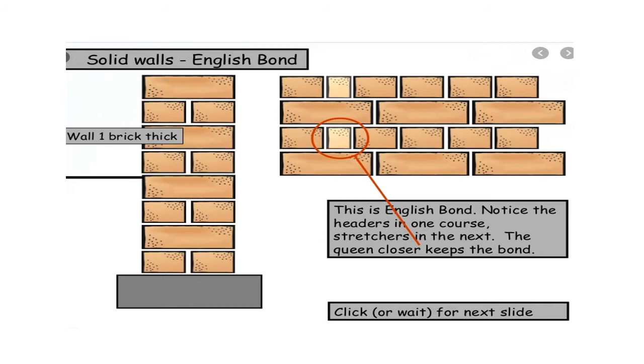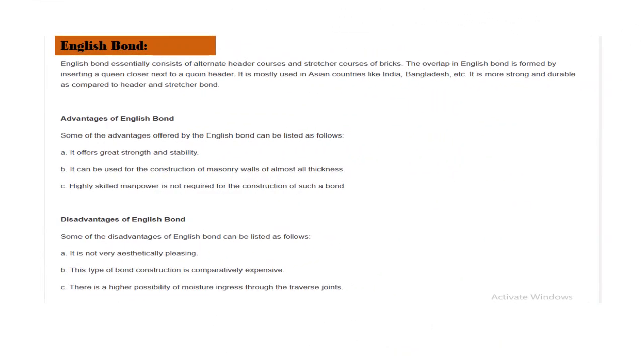Disadvantages of English bond. Some of the disadvantages of English bond can be listed as follows. It is not very aesthetically pleasing. This type of bond construction is comparatively expensive. There is a higher possibility of moisture ingress through the transverse joints.